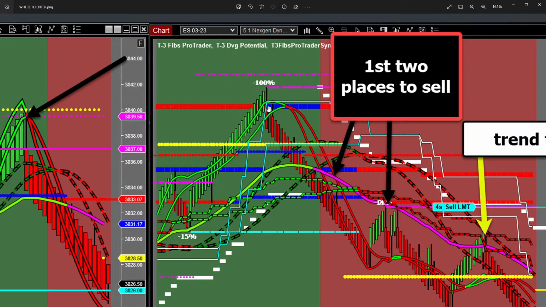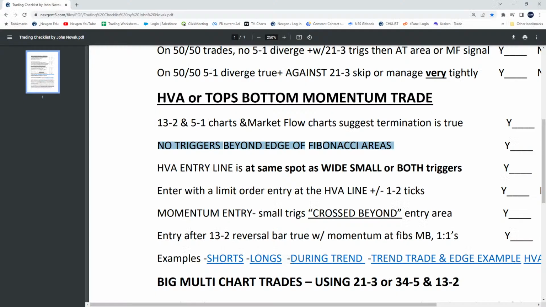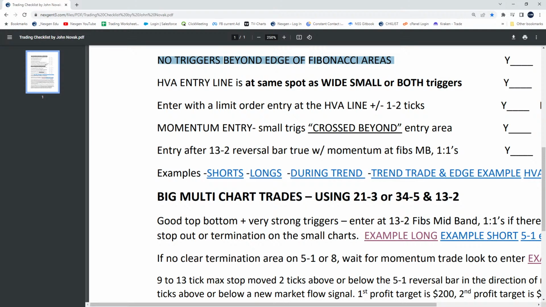If you go through my plan and look at the picture. And then what I'm looking for is a down bar at least. So let me finish going through the rules here. Right? So what I want is entry after a reversal on the 13.2 chart with momentum at Fibs and mid bands or one-to-ones. So basically the same areas that you would use for a trend trade, but with momentum.